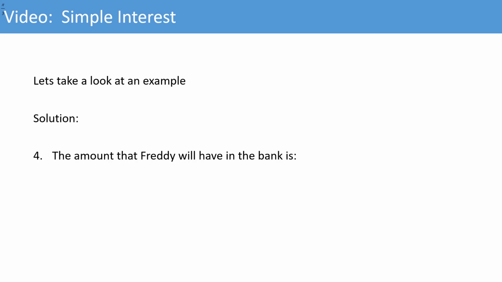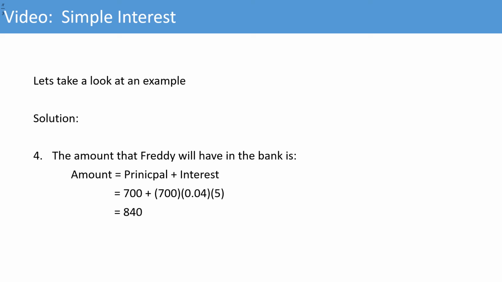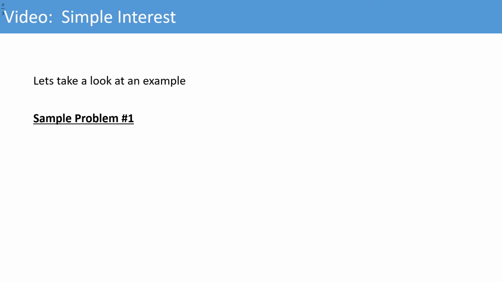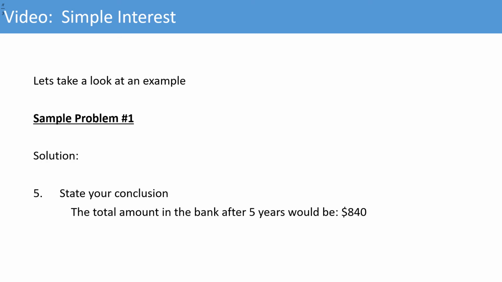So how much will Freddie have in the bank? The amount will be the principal plus the interest. 700 plus 700 times 0.04 times 5, which is $840. State your conclusion. The total amount in the bank after 5 years would be $840.